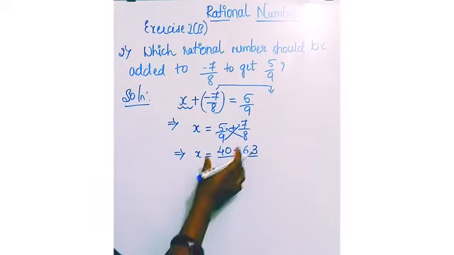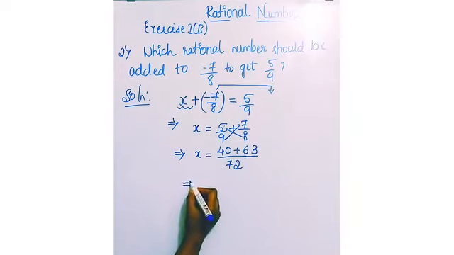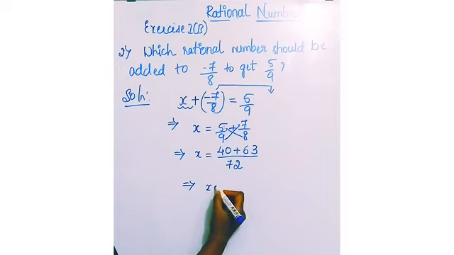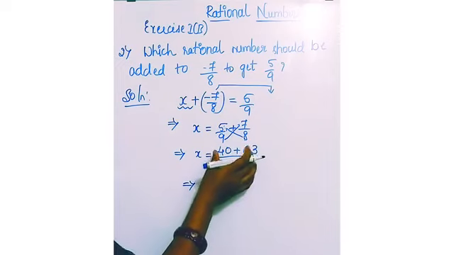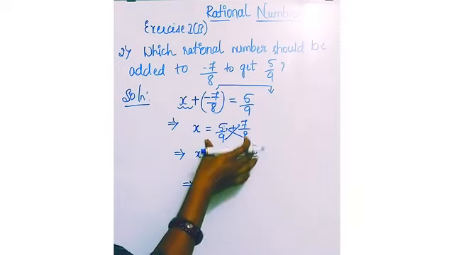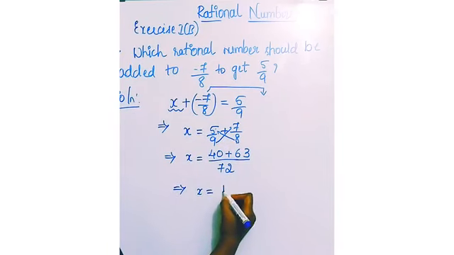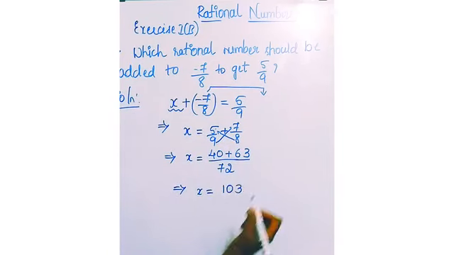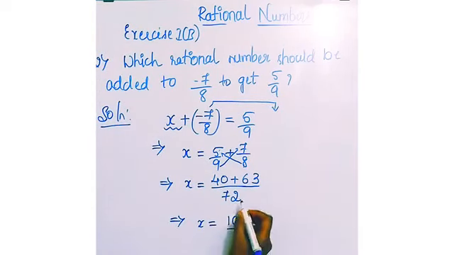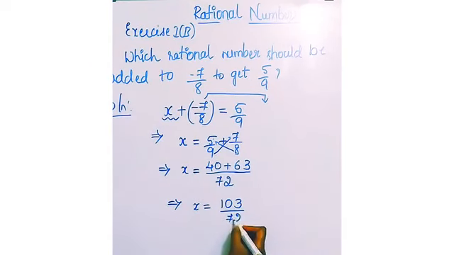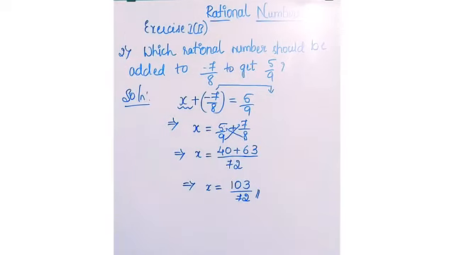See how easily you got it. This implies x is equal to the sum of the two values we have got, 40 plus 63, which is 103, divided by the denominator 72. This is the required solution we are going to get.